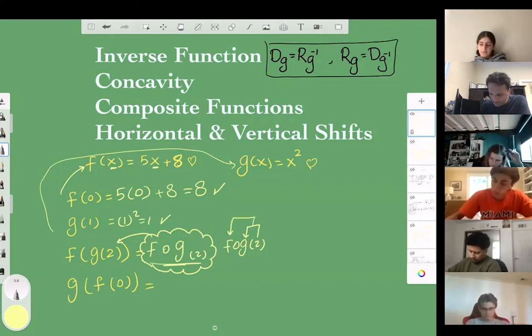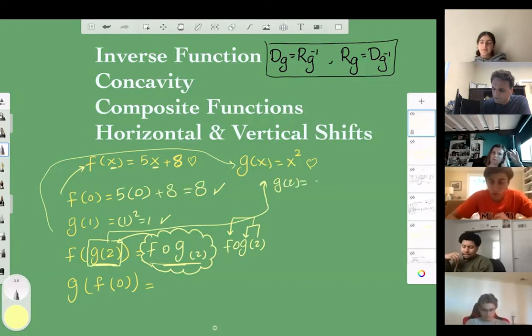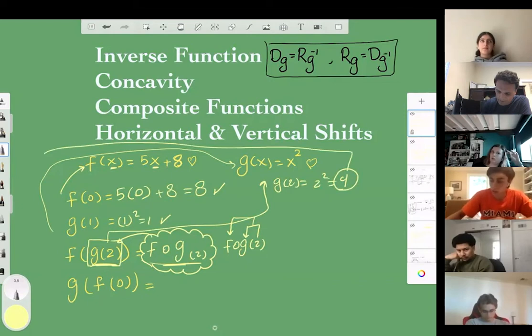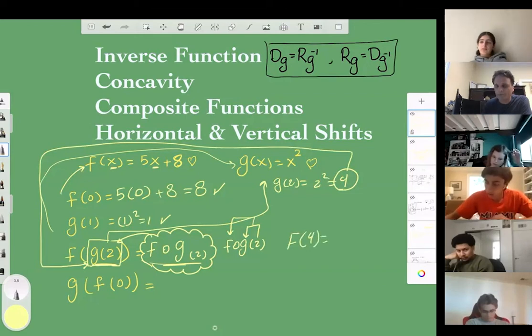But in the parenthesis, if you write it like this, g of 2, you go to the function g, you evaluate g of 2, which is 2 squared equal to 4. You get this one, and you bring it back to the parenthesis. Now you need to find f of 4. F of 4 will be 5 times 4 plus 8, which is 28.